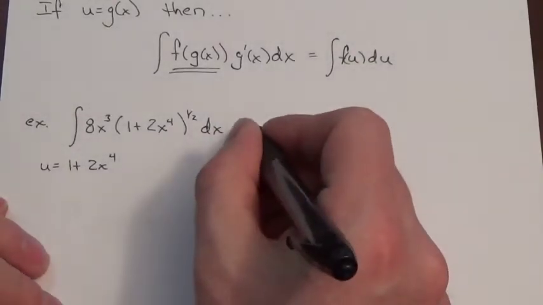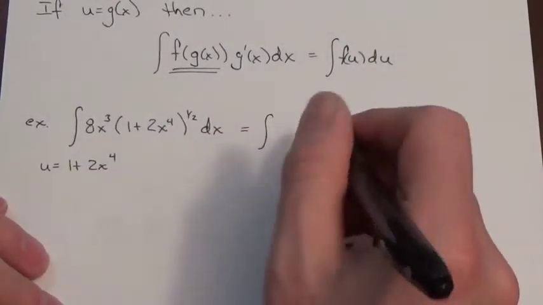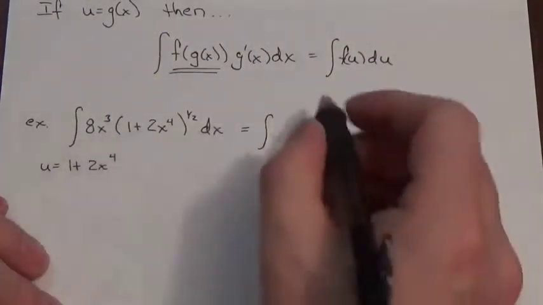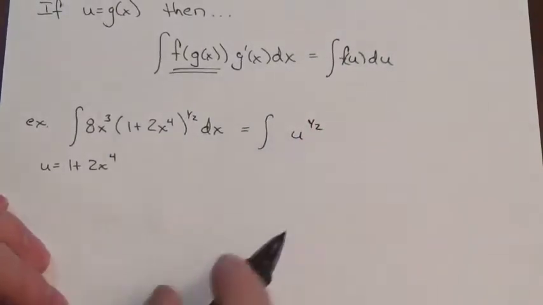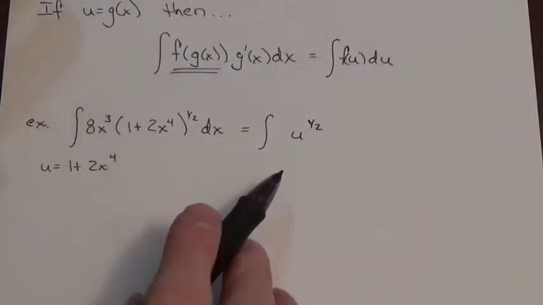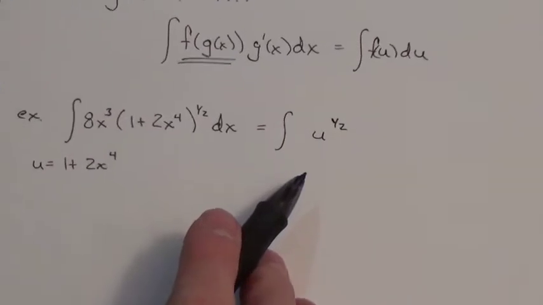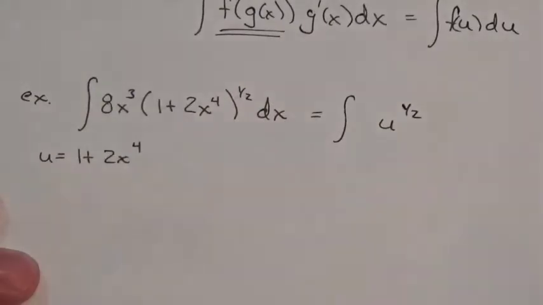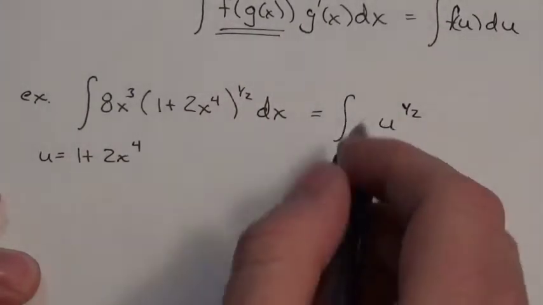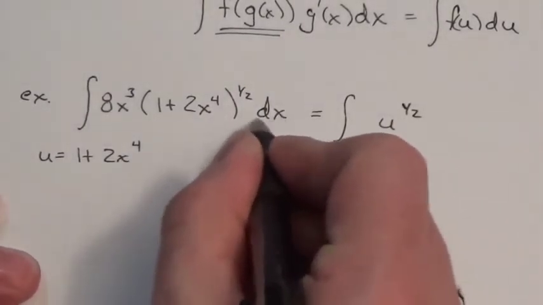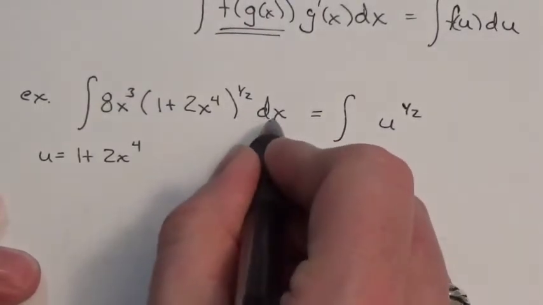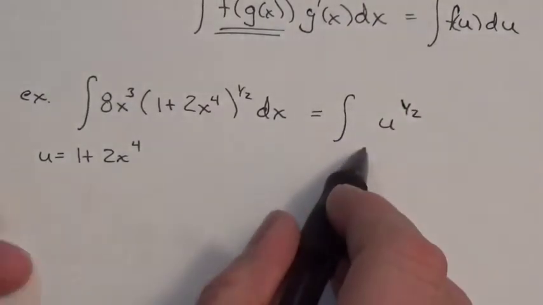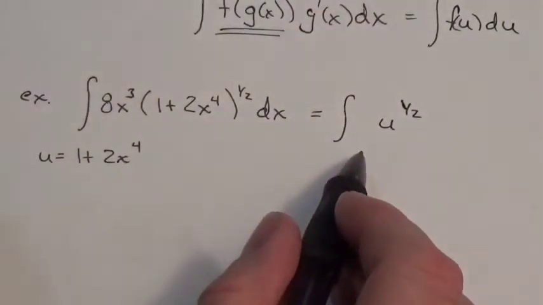So I'm going to end up writing the integral of u to the 1/2. That's awesome, except that, let me zoom in a little bit more here, the integral was with respect to x, not with respect to u. I've got the differential of x here, not the differential with respect to u. So although I've made this substitution to u, it's not complete.